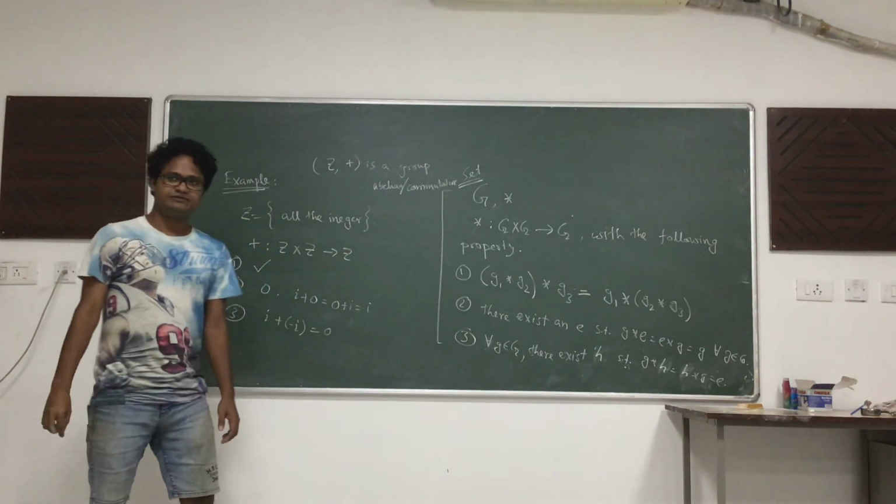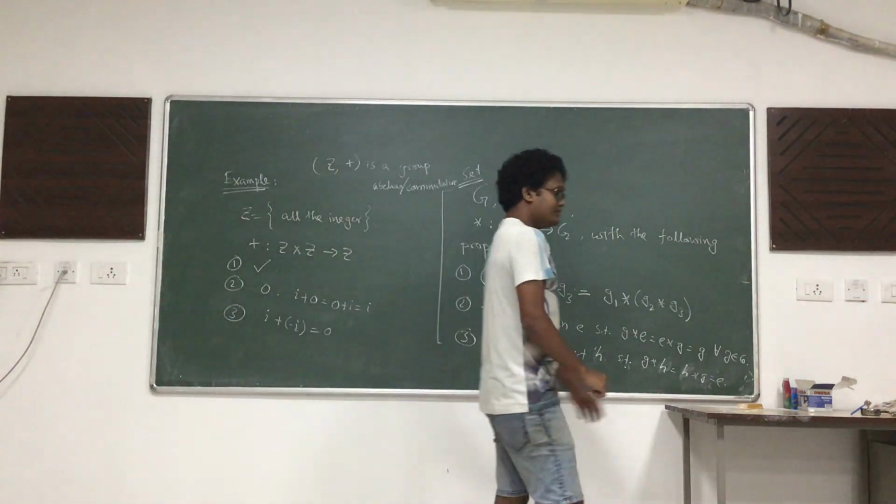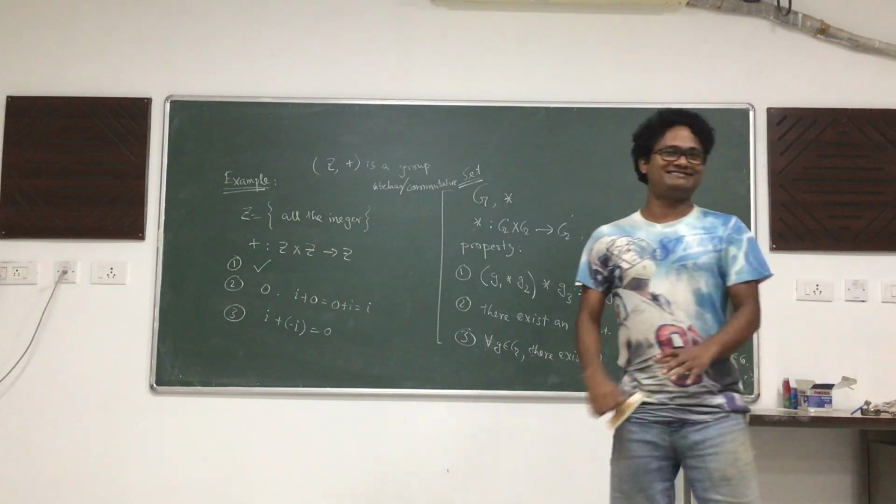Can you give an example which is not abelian? Oh, there are plenty of examples. Just one: matrix multiplication.